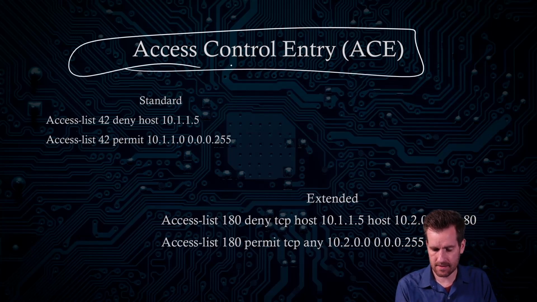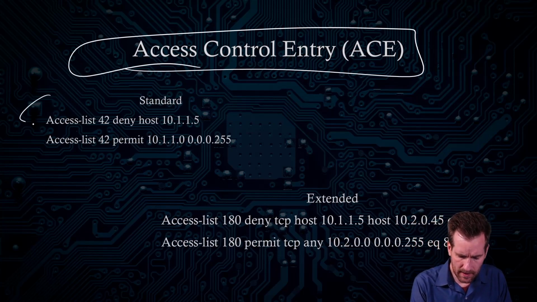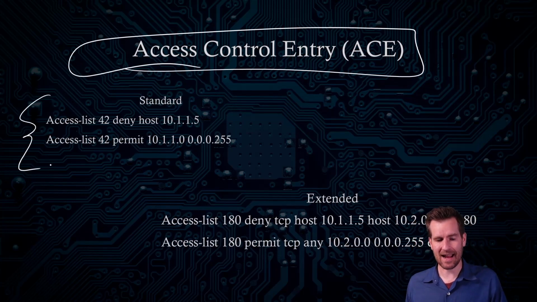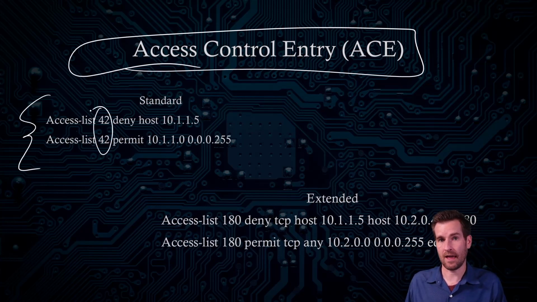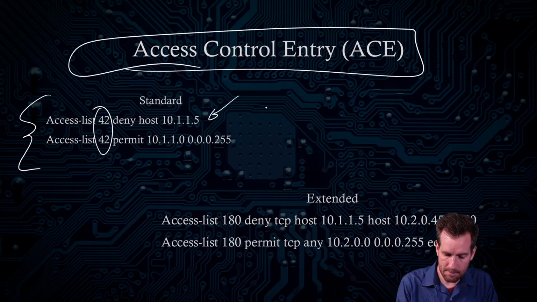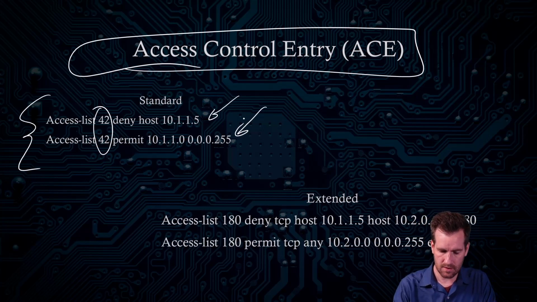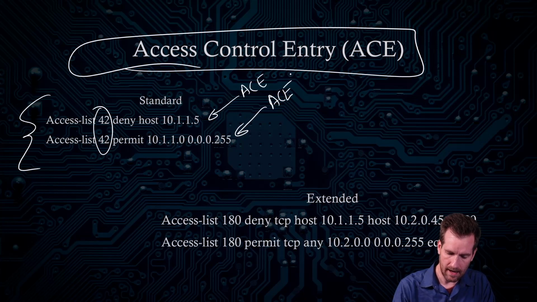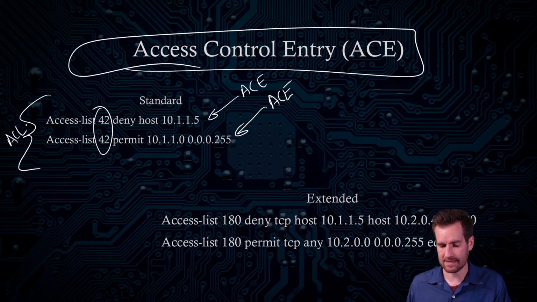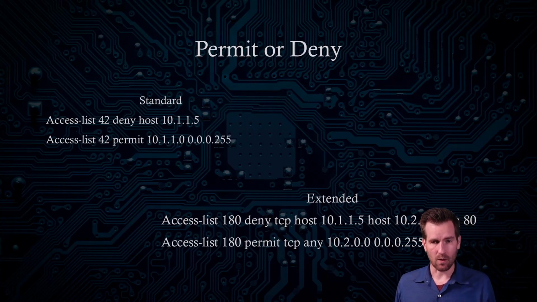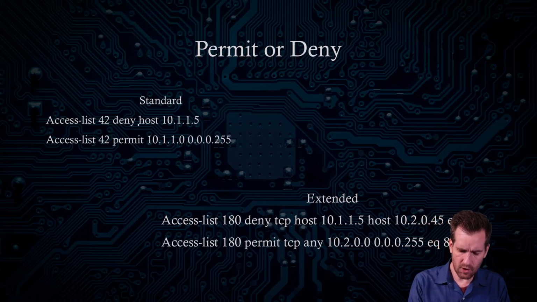So what is an access control entry? This right here, all of these combined, is an access control list. And to be specific, it's access control list number 42. And it's made up of these access control entries. So each one of these is an ACE, or an access control entry. So this is an ACL and that's an ACE. Well, what are these entries doing? Each one of these entries is either going to deny traffic or permit traffic.